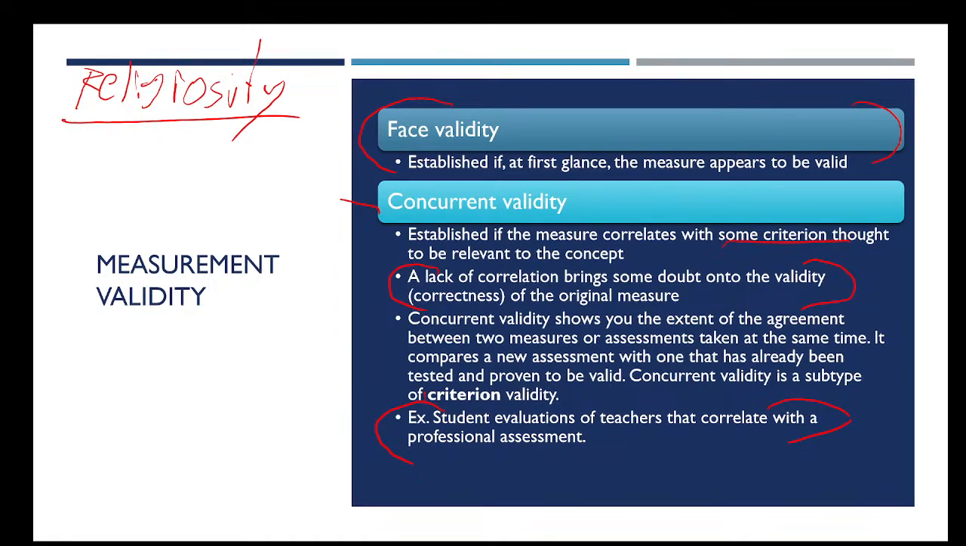Okay, let's talk about this one. Student evaluations of teachers and professional assessments. Okay, so concurrent, I should have jumped in from concurrent. If you have two measures, let's say student evaluations. I'm really sorry, forget what I just said. Student evaluations and professional assessments, right?